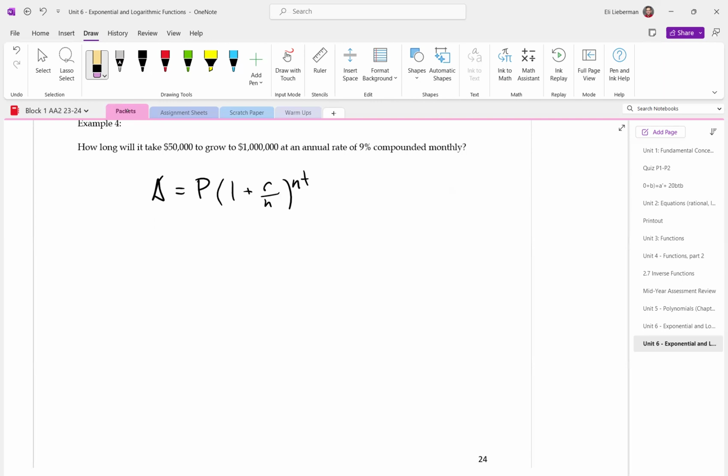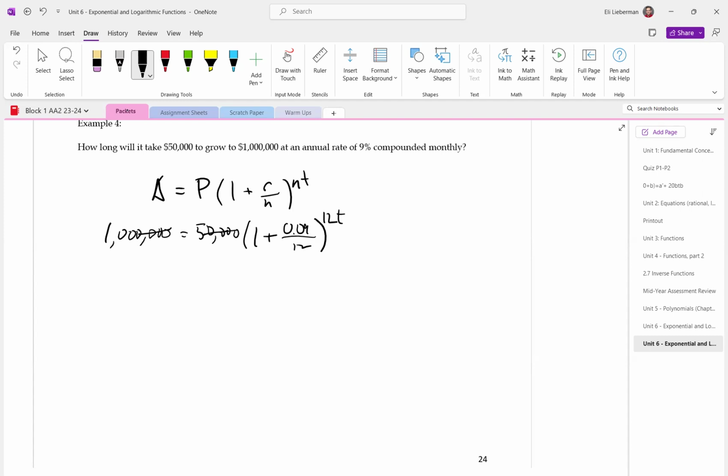Time is running short. I'm going to write it up here. Do you start with 10 million? I started with 10 million. So 10 million equals 50,000 times the quantity of 1 plus 0.09 over 12 to the 12t. Next step, divided by 50,000, which gives you 200.